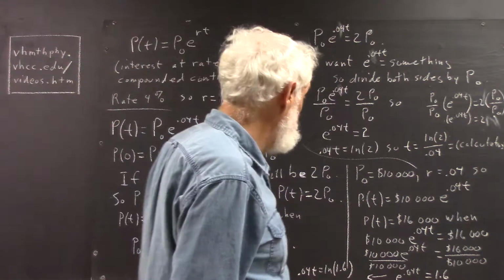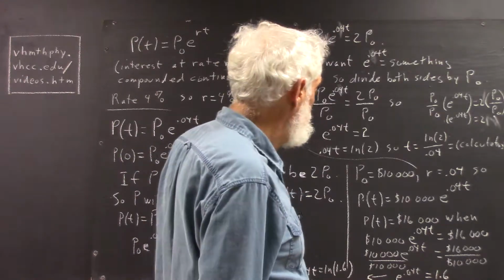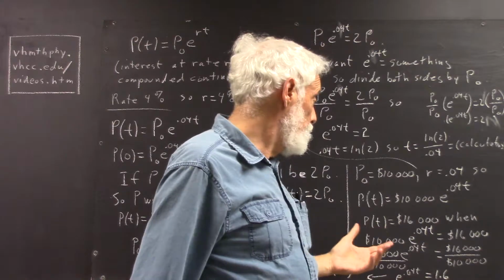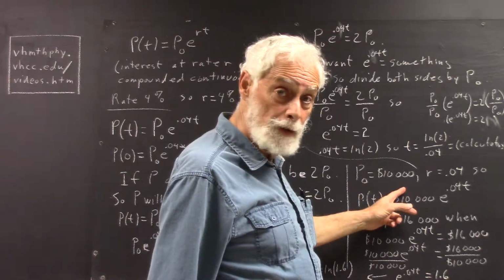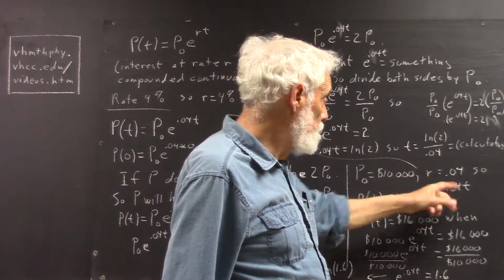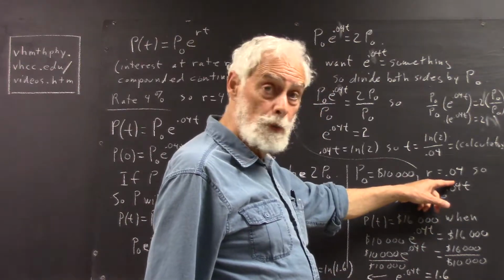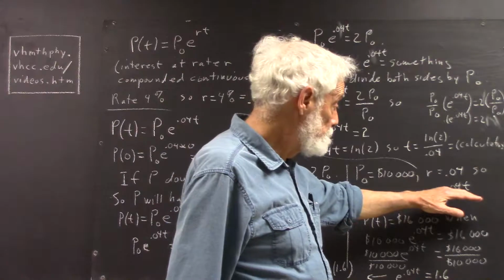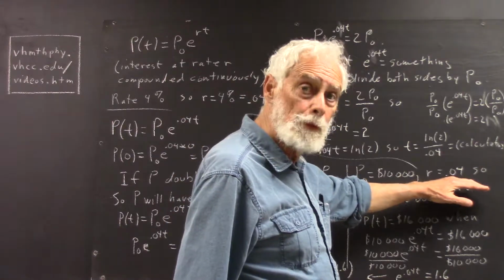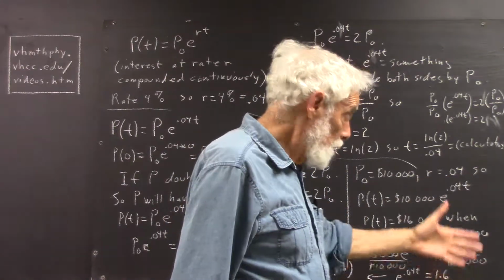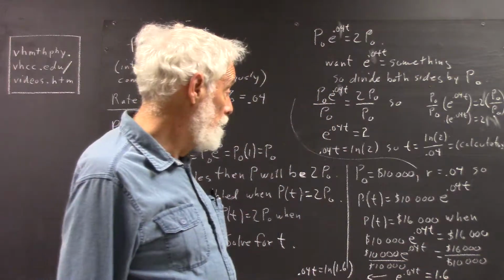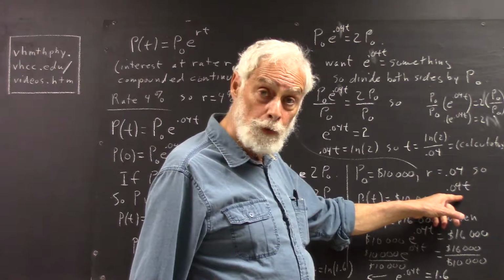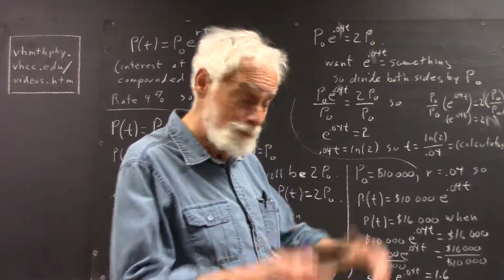Okay, we have another problem. If P naught is $10,000 and R is 0.04, how long is it going to take us to get to $16,000? I asked people to write down the equation for that, and they actually did quite well with it. They said, okay, P of t is 10,000 e to the 0.04t. Everybody got that, so that was good.